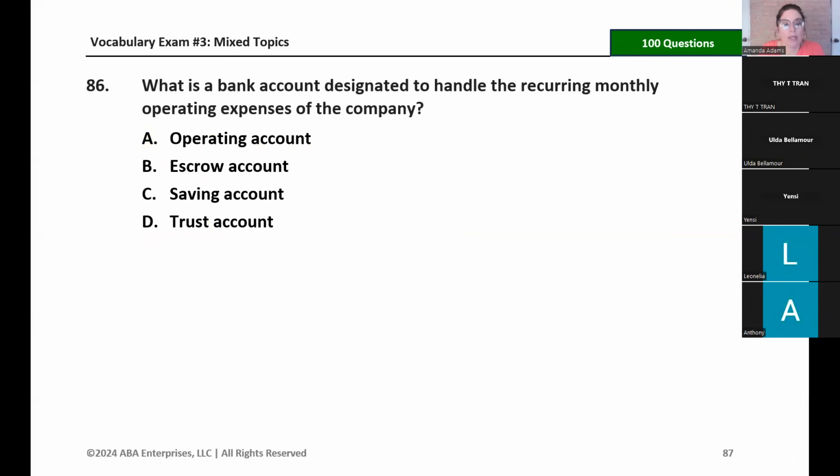86. What is the bank account designated to handle the recurring monthly operating expenses of the company? This is the bank account that the company is going to use to pay their rent, their light bill, their salaries. That is called the A, operating account. All right.